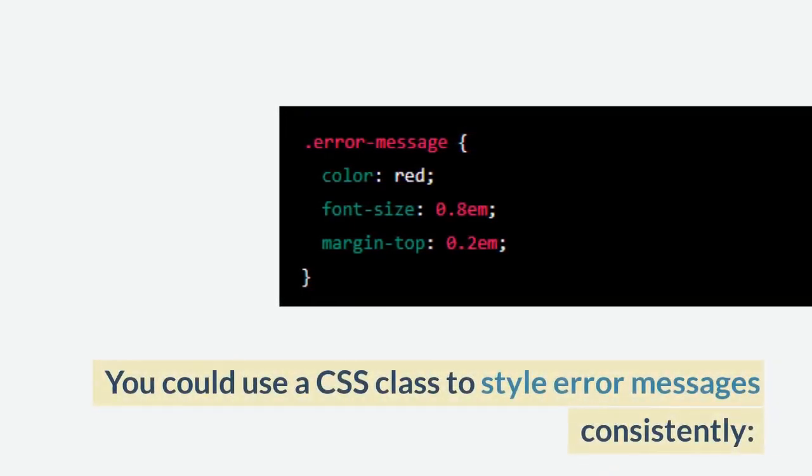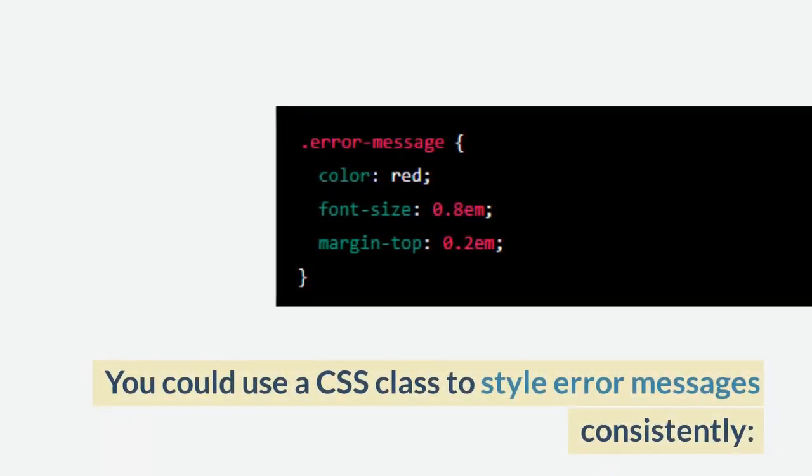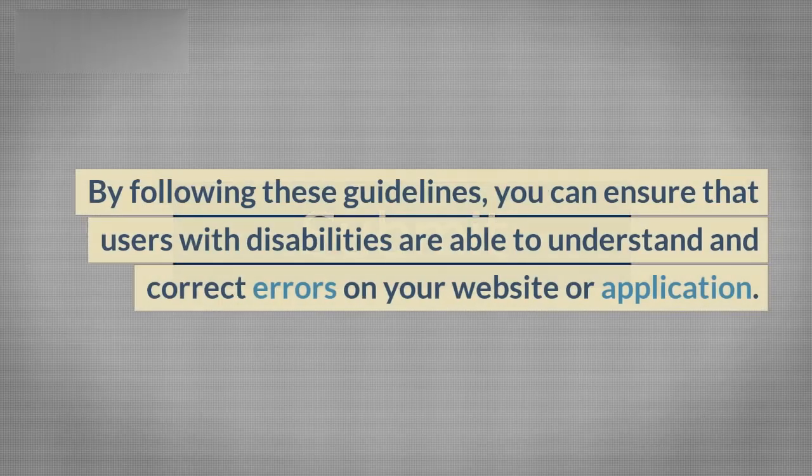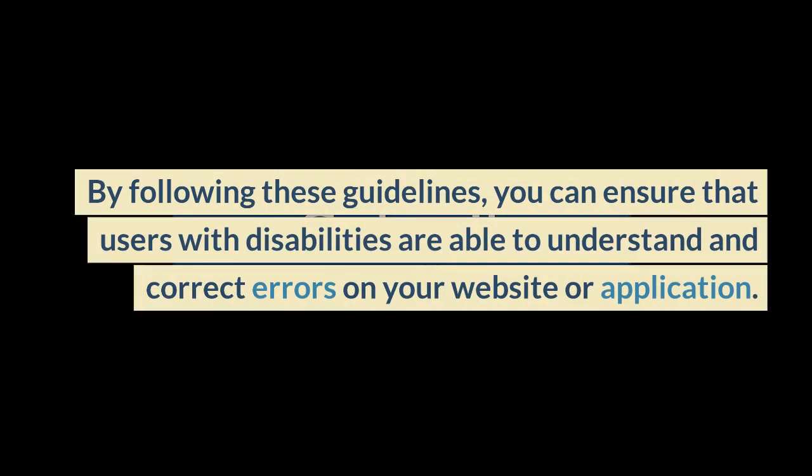You could use a CSS class to style error messages consistently. By following these guidelines, you can ensure that users with disabilities are able to understand and correct errors on your website or application.